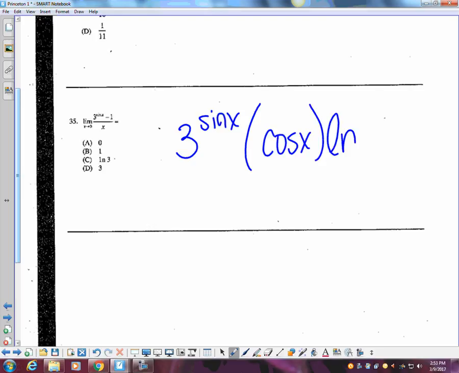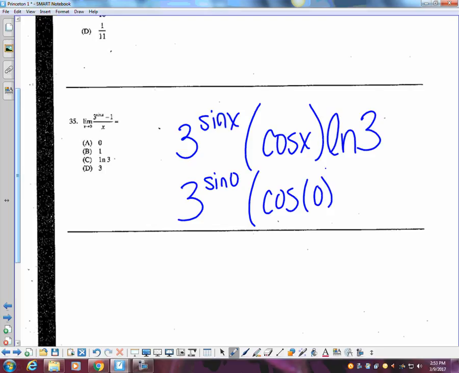Times ln of the base, which is 3. Then minus, what's the derivative of 1? So he's gone. Over, what's the derivative of x? 1. So we're here. Okay, now I can plug in a 0. The world's not going to stop turning, so let's plug in a 0. So I have 3 to the sine of 0 times cosine of 0 times ln of 3.